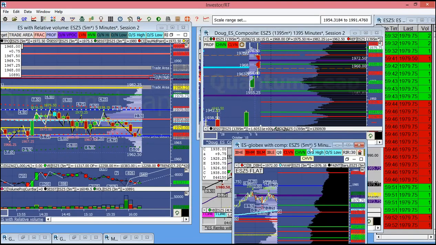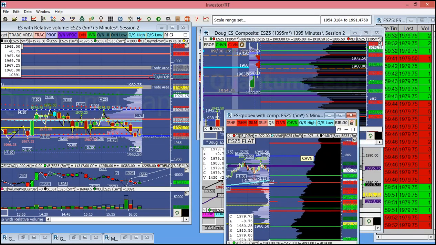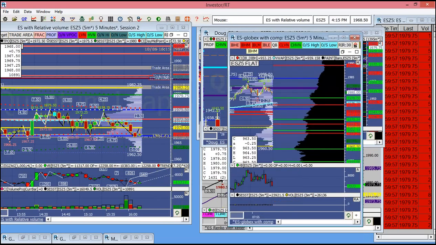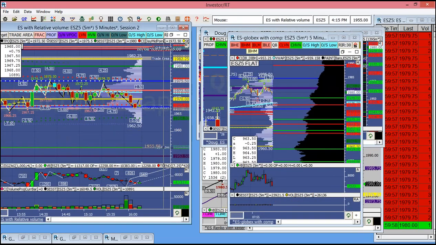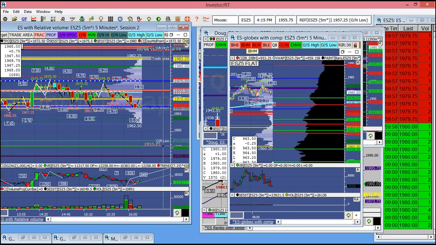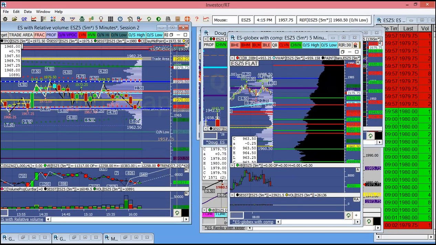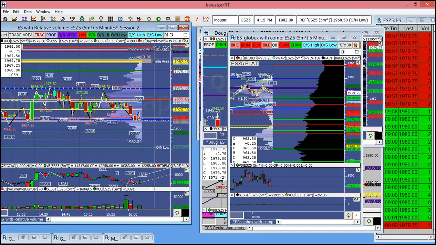I don't know where I got 55 from. Oh, because I was looking at this chart. Duh. Okay, so 55 is not the overnight low. It is 60.50. But same thing. We traversed this whole range yesterday.